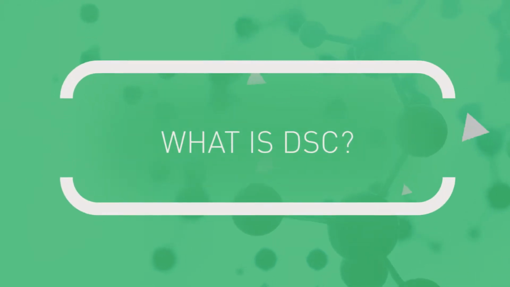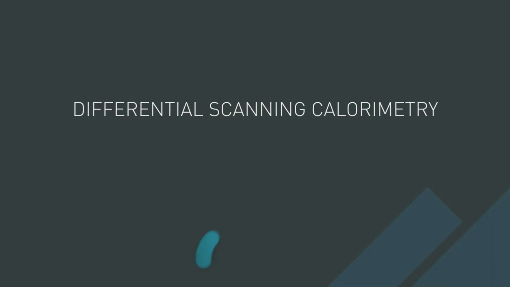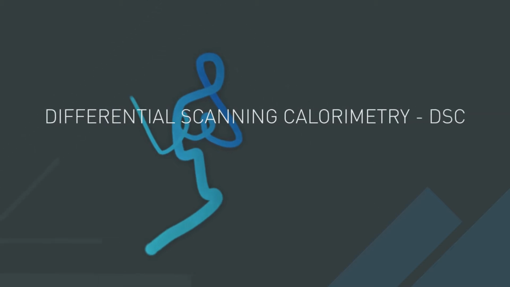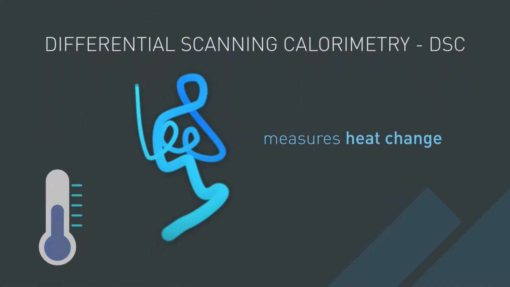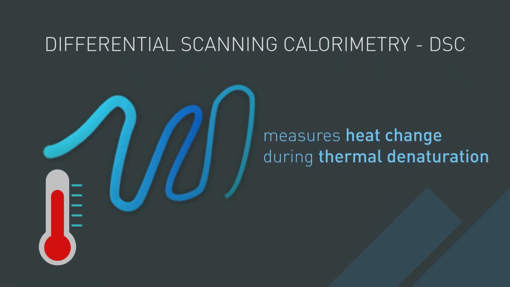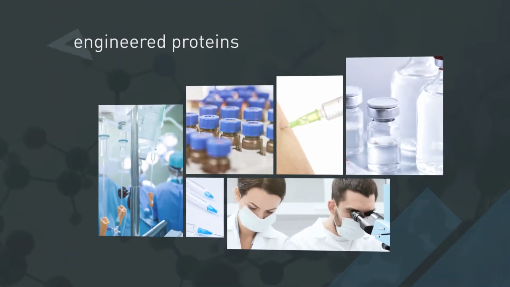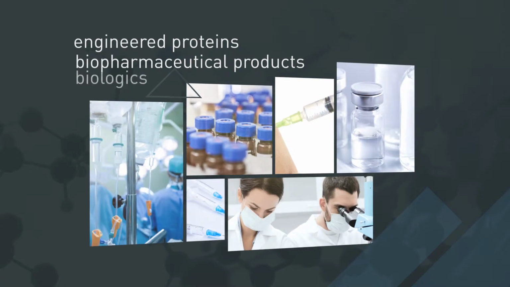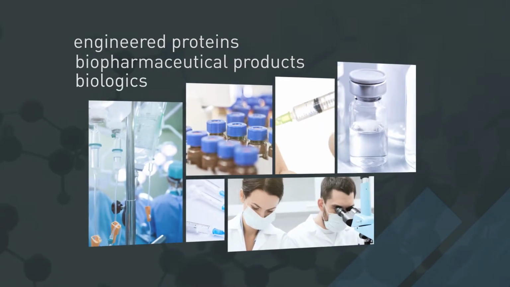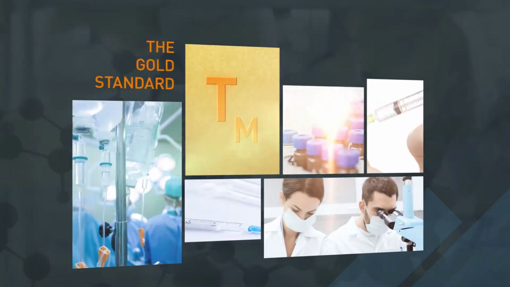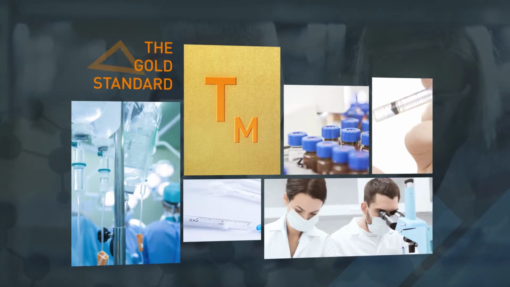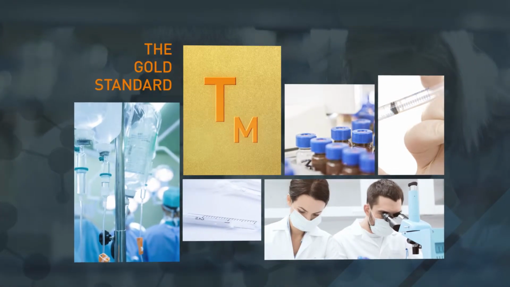What is DSC? Differential scanning calorimetry, or DSC, measures the heat change during thermal denaturation of biomolecule samples, particularly engineered proteins and biopharmaceutical products. DSC is universally considered the gold standard for measuring TM, or the melting temperature of proteins in solution.